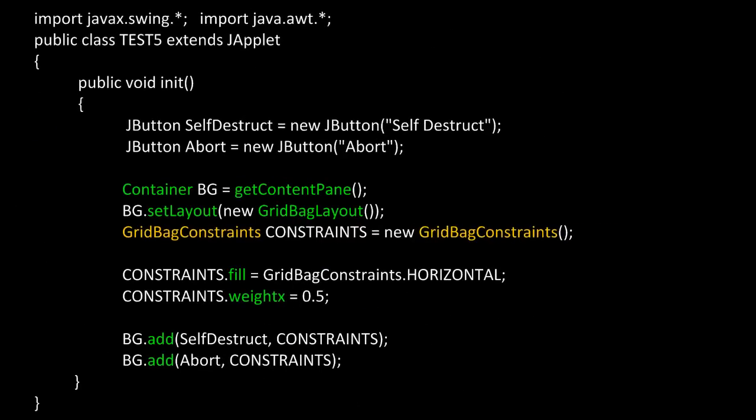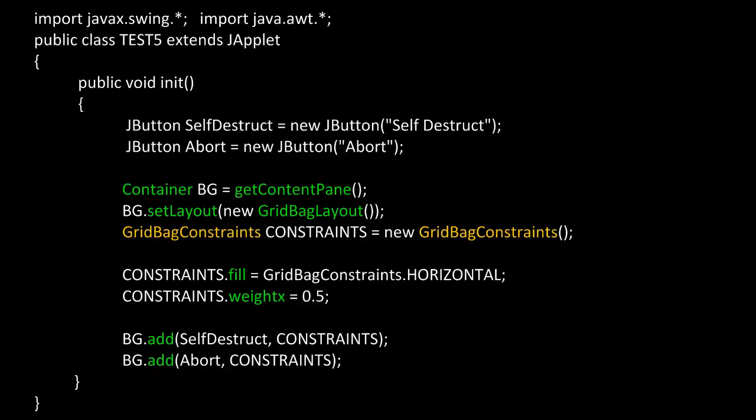In this example, we have two JButtons. We're going to call the method getContentPane and pass the return value to a new container object, BG for background. We're going to take our BG object, call the method setLayout, and instantiate a new GridBagLayout. Now before we can use our new GridBagLayout, we also have to instantiate or build a new GridBagConstraints object.